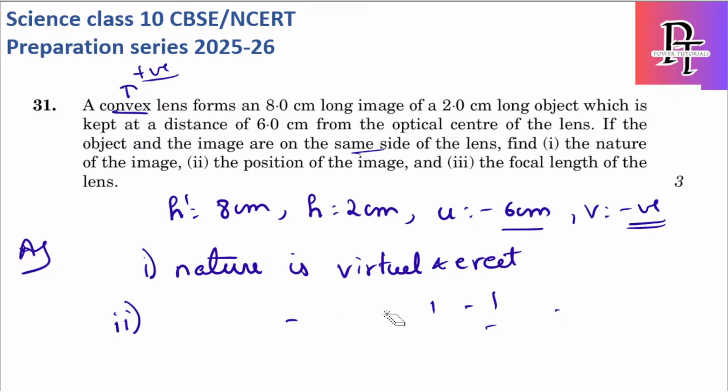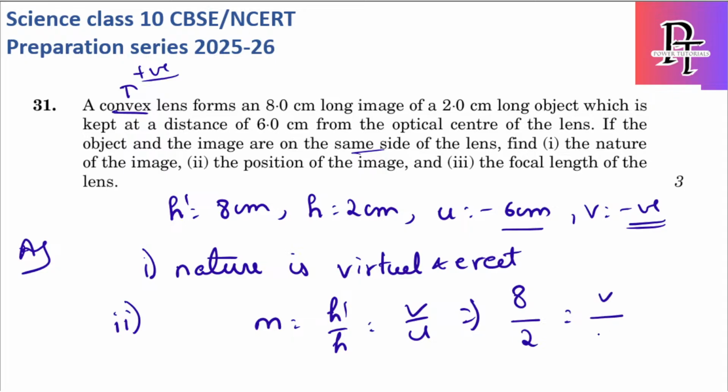So for this we'll use the magnification formula to get the value instead of focal length. The m value is h dash by h, or the second formula is v by u. So using these two you can get the v value. H dash is 8, h is 2, v is negative, that we need to find, and u value is minus 6. So 2 1s 2 4s, so v value is minus 24 centimeters. Why is it negative? Because object and image are found on the same side. So v is minus 24. Hence the position of the image is minus 24.